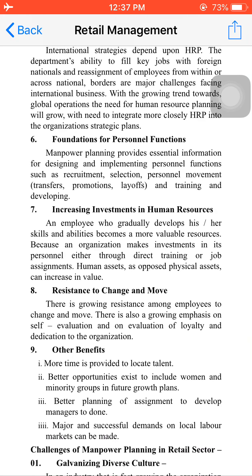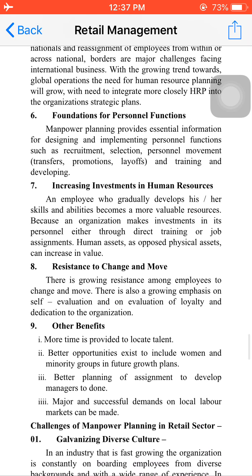And transfers: if you are a better worker, it might be for the better, as well as for non-better performance, you'll be transferred here and there. The better example is government departments, the police. They will be transferred to various parts of the states as well as various places of the country. This is what foundations of personal functions are.